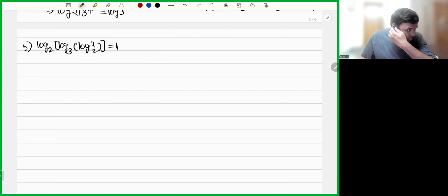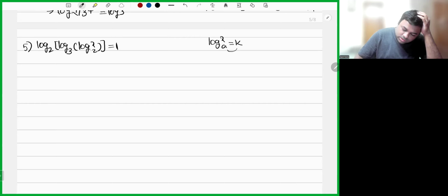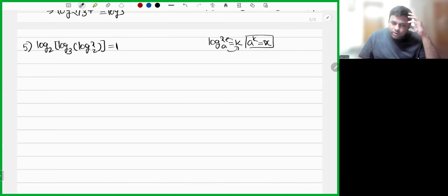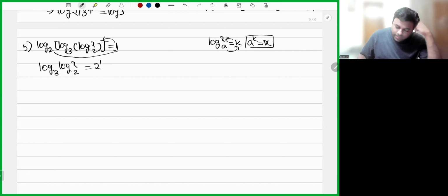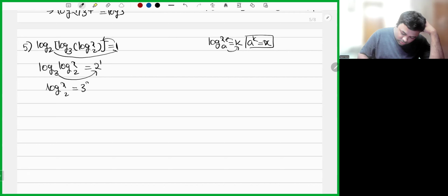Now, we know how to convert log back into number, right? Log x to the base a is equal to k means a power k is equal to x. This is how you convert log back into number. So 2 power 1 is equal to this entire value: log base 3 of log x base 2 is equal to 2 power 1. Now again, log x base 2 is equal to 3 square. So log x base 2 is equal to 9.